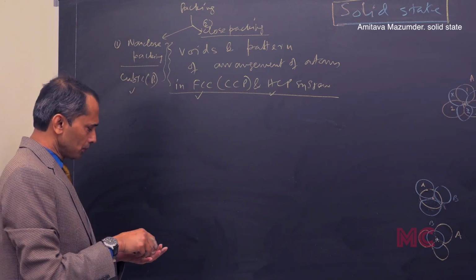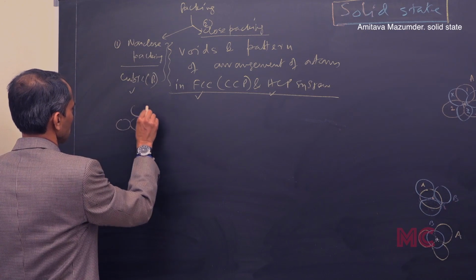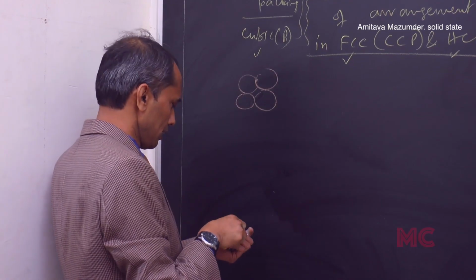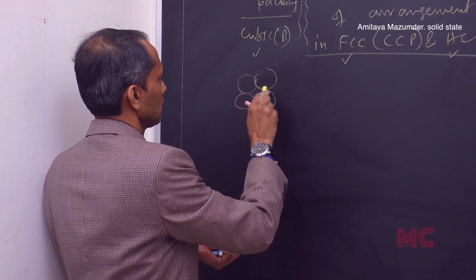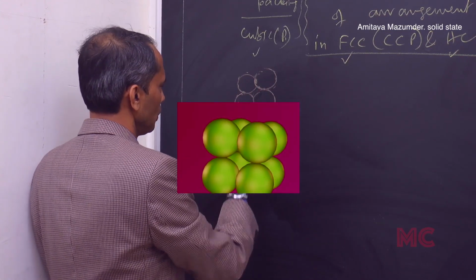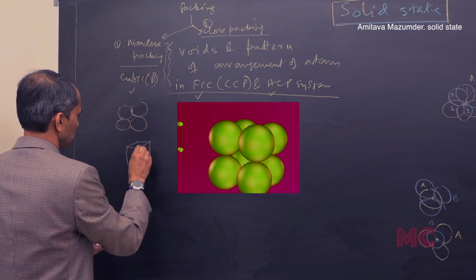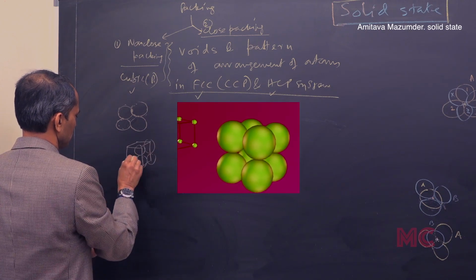For example, how the cubic system is developed is that one atom is like this, another atom is like this, like this. So this is, you can say, the base, and then after that again if you put another layer like this, and like this, it gives rise to a cubic system like this. That is primitive cubic. We can say that one atom is above this, another atom is like this, like this.